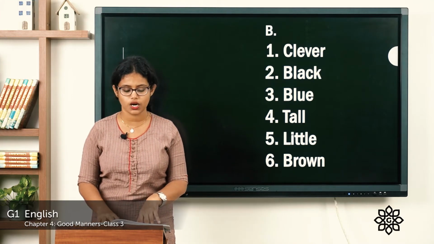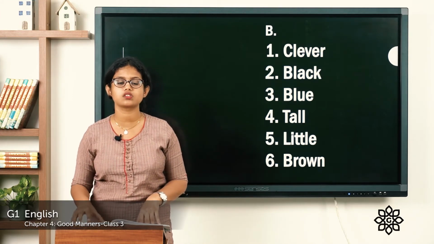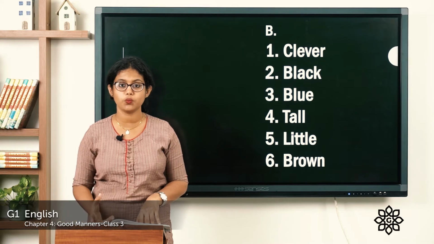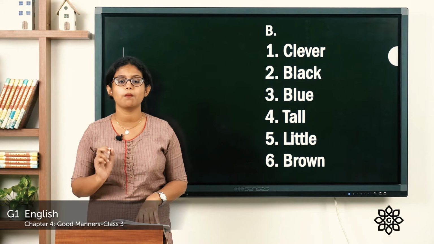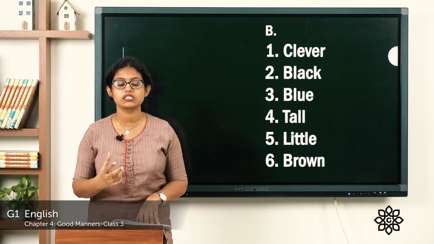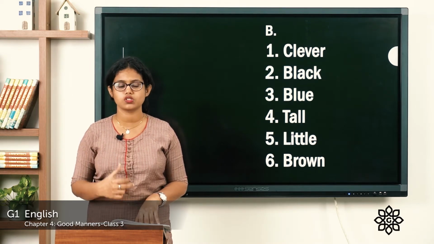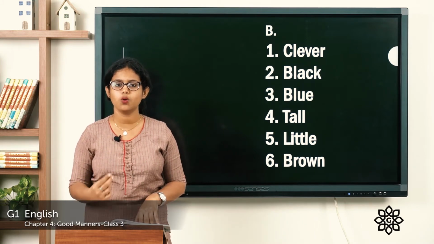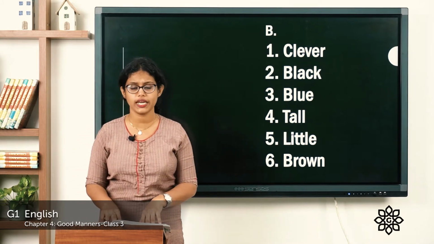What about the next one? The brown dog crossed the street. So which is the naming word here? It is the dog. And which is the describing word here? It is brown. The word brown describes the color of the dog. So which is the answer? It is brown. Brown is the describing word. What about the next one?